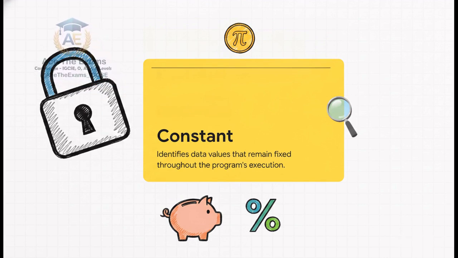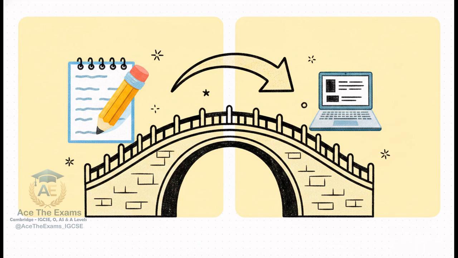Think of things like pi in a geometry calculation, or maybe a fixed discount rate in a store's checkout program. Once you set a constant, it stays set, giving you this super reliable anchor right in the middle of your code. And this brilliantly illustrates how pseudocode acts as a bridge to actual programming.